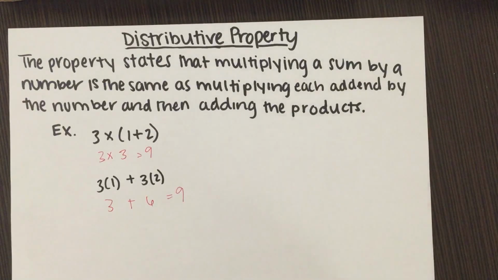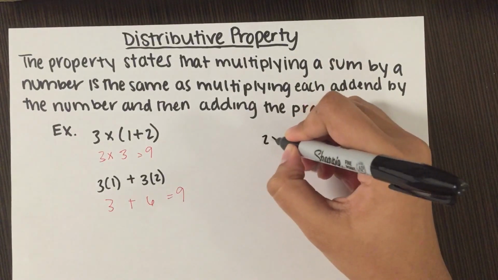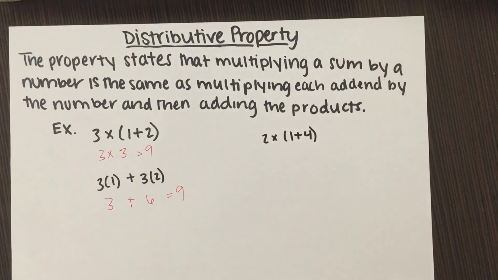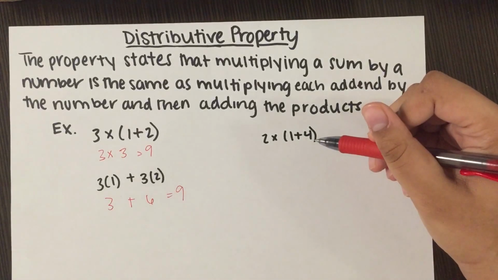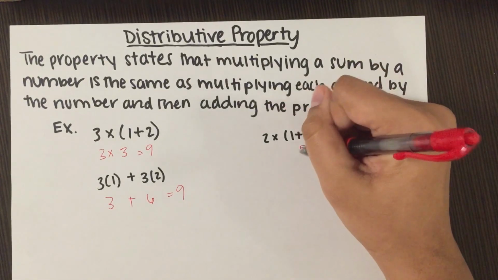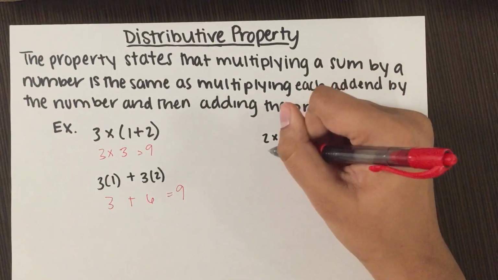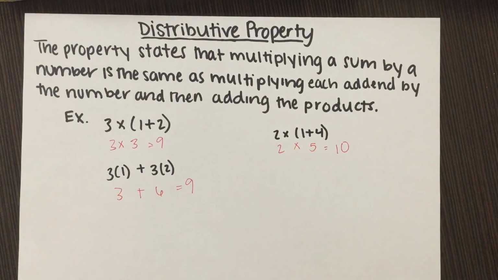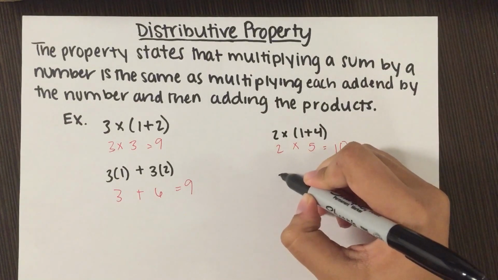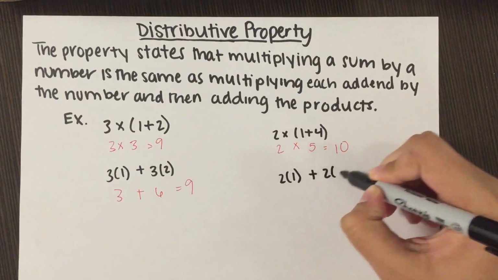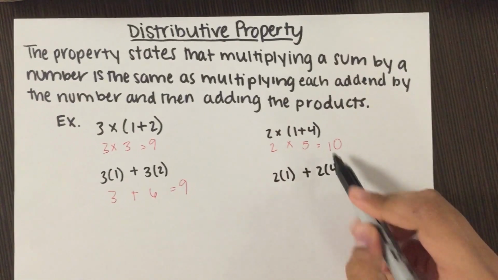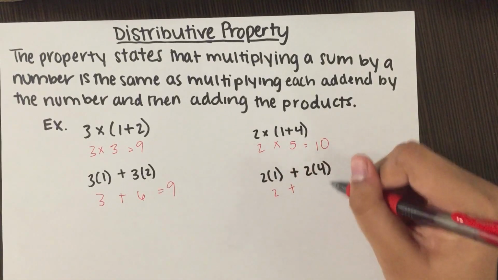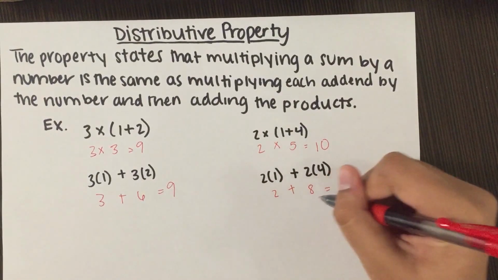Let's do another example. Why don't we try 2 times 1 plus 4? So, if we work it out according to PEMDAS, we'll do what's in the parentheses first. 1 plus 4 is 5, and 5 times 2 is 10. Okay, now let's do as the distributive property says. 2 times 1 plus 2 times 4 should equal 10. Now let's work it out. 2 times 1 is 2, plus 2 times 4 is 8. 2 plus 8 is 10.